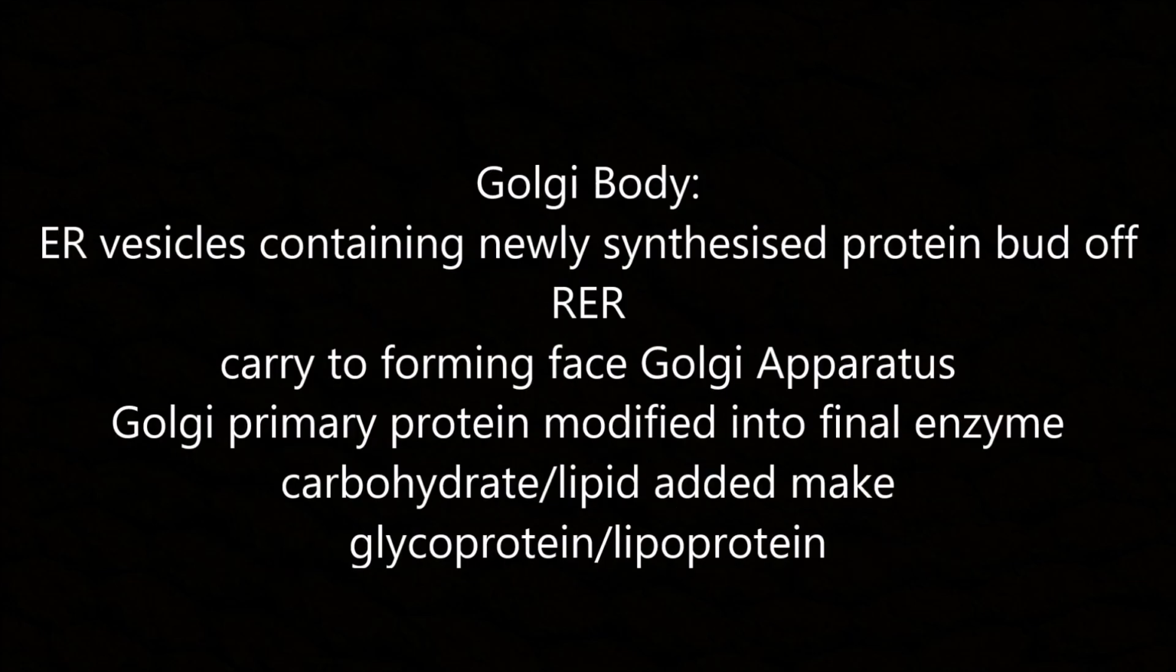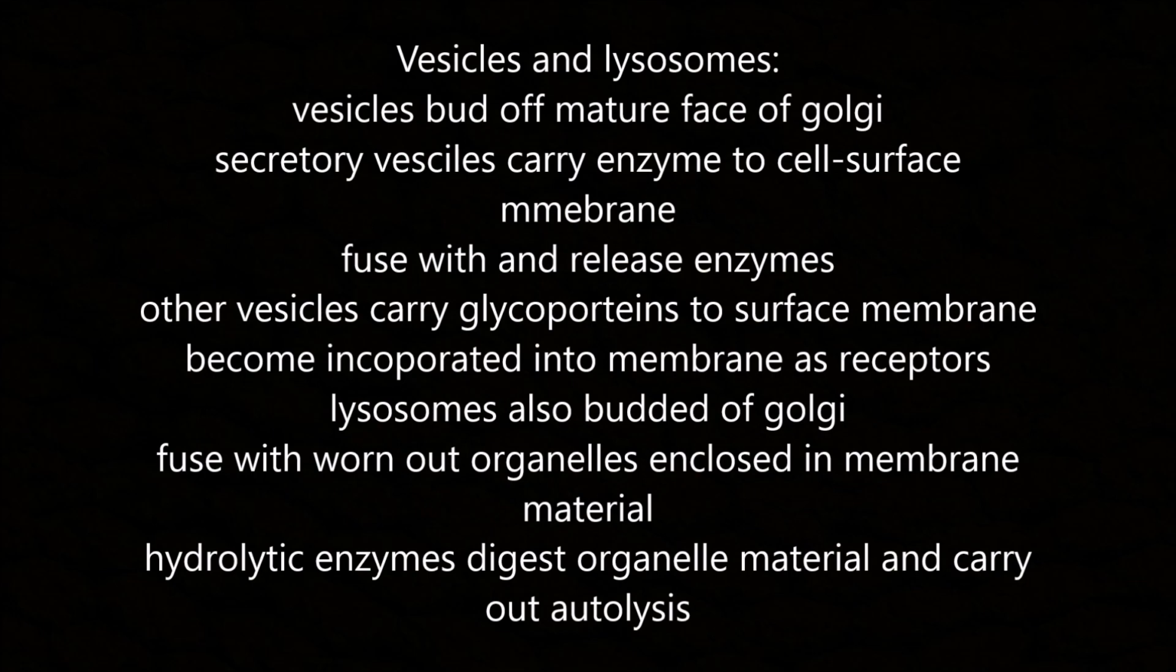Golgi body. ER vesicles containing newly synthesized protein bud off the RER, carrying it to the forming face of the Golgi apparatus. In the Golgi, the primary protein is modified into the final enzyme, and carbohydrate or lipid is added to make a glycoprotein or lipoprotein. Vesicles and lysosomes.